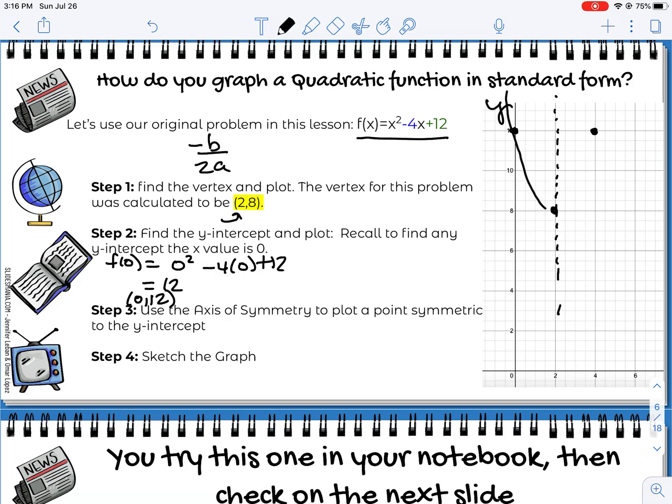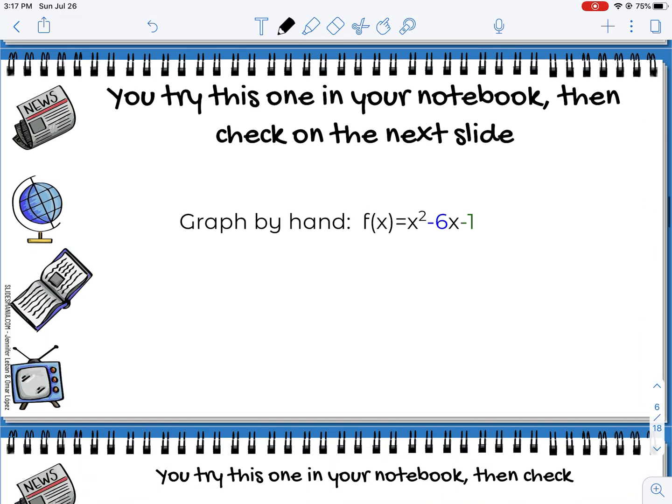So when we're doing our parabolas, we do want to have 3 points. We want to have that vertex and maybe a couple other points on that graph. So that's all there is to graphing one in standard form. So I'm going to have you guys try this one. Go ahead and pause the video, try it in your notes, and then you can hit play and check to see if you are correct.